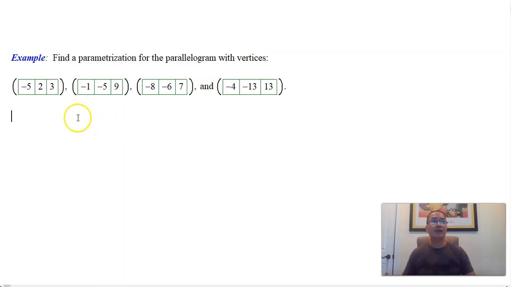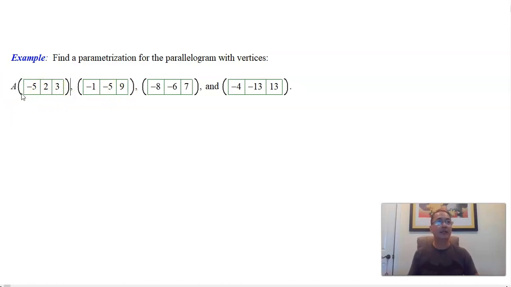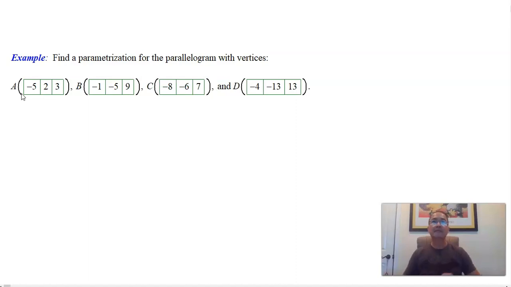Is it really a parallelogram? Why should you trust me? So, let's connect these 2 points. Maybe let's give them names. So here's A, B, C, and D. Okay, so are you really a parallelogram?